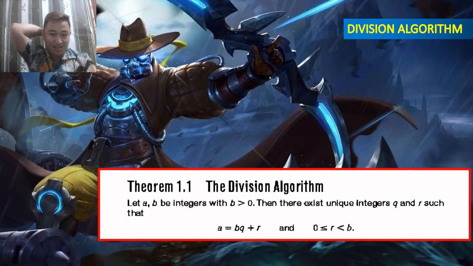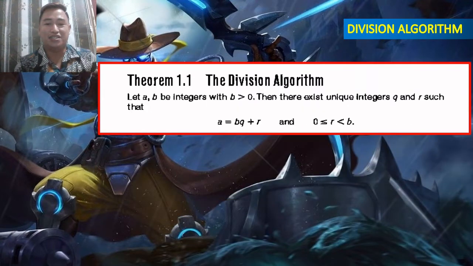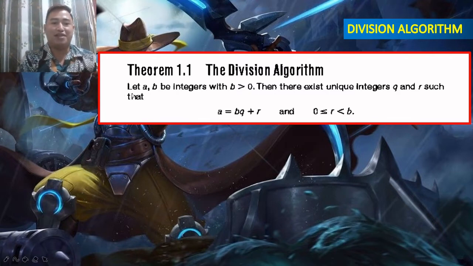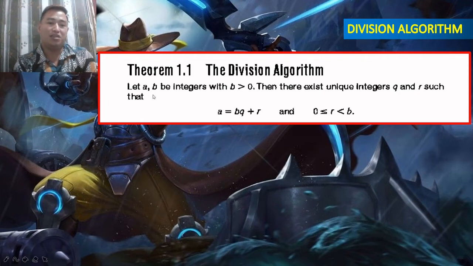So the dividend now is A, B is the divisor, Q is the quotient, and R is the remainder. Theorem 1.1, the division algorithm. Let a and b be integers with b greater than 0. Meaning, class, a can be negative, but b is always positive since it is greater than 0. Then there exist unique integers q and r such that a is equal to bq plus r, and 0 is less than or equal to r, which is less than b.